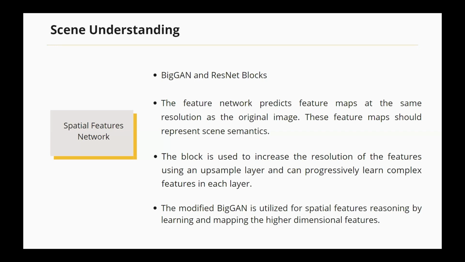This BigGAN is combined with ResNet blocks. With ResNet blocks, the model progressively learns more complex features in each layer. That is what we essentially needed. Learning the complex and intrinsic features is our aim. So we made use of BigGAN to learn the higher dimensional pixel-wise features, and it helped in creating accurate and high resolution feature maps. So at the end of the spatial feature network, we learn the high-level geometrical features and we get this spatial features map. That would be our output from the spatial features network.